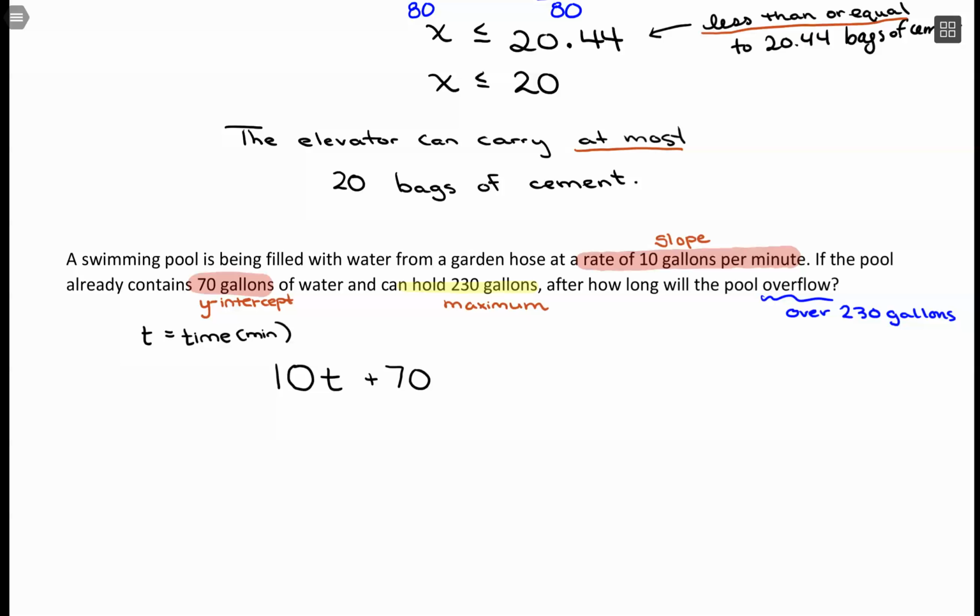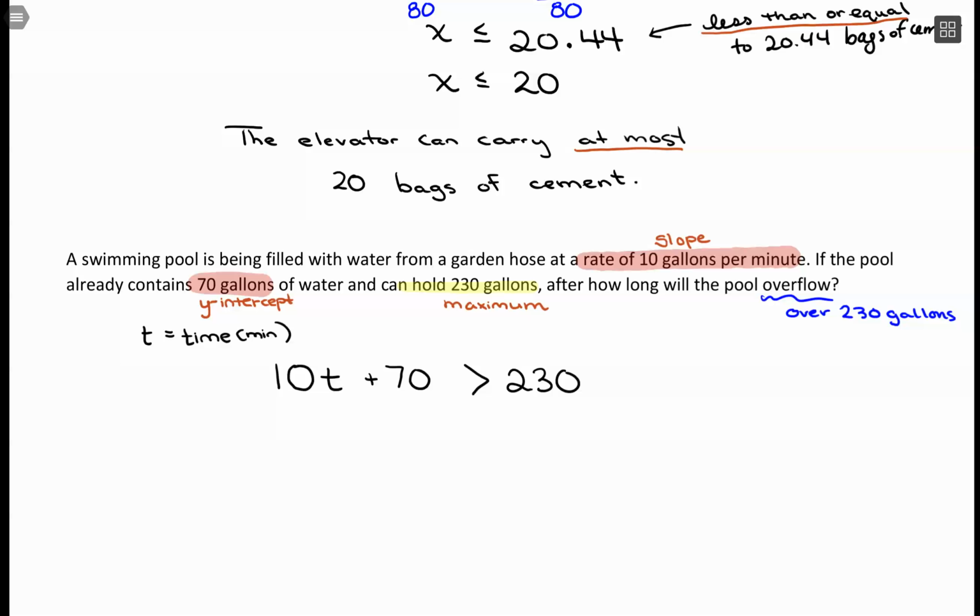And then to see how long until the pool overflows, I want to see when is that amount of water in the pool going to be over 230. And I don't want to have the equals part there, because if it was equals, it wouldn't actually be overflowing. It would be perfectly full. So to look at overflowing, we're going to set it up with strictly more than.